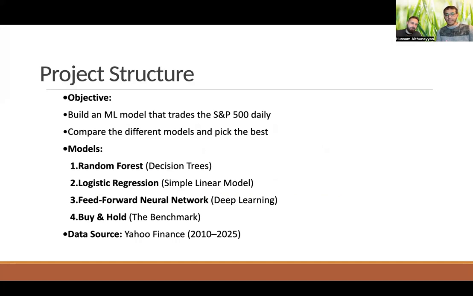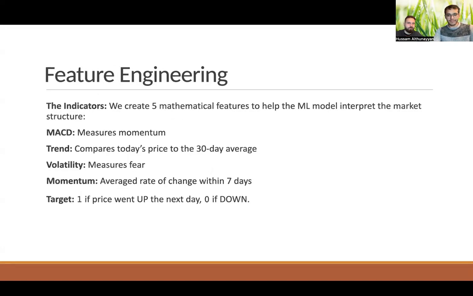So the project structure was to compare two complex models, which were the random forest and feed forward neural network, with the base model, which is a logistic regression. And we tested these models against a benchmark model, which is just to buy the stock and hold it. And we tested those on S&P 500 stock. And the data was extracted from Yahoo Finance from 2010 to 2025.